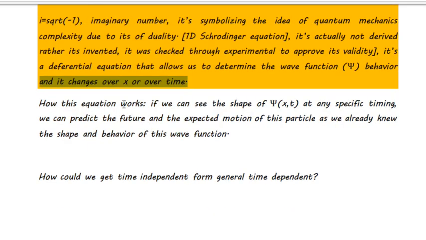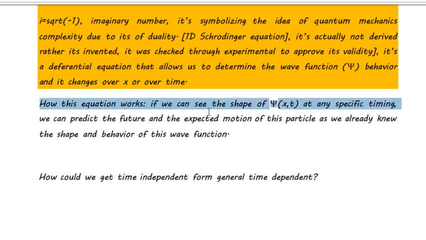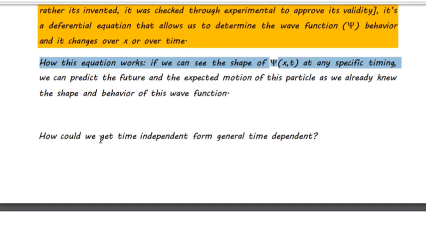So how does this equation work? If we get to know the shape of the wave function, which depends on two variables, x position and time, then at any specific time we can predict the future and expect the motion of this particle, as we already know the shape and behavior of this wave function.